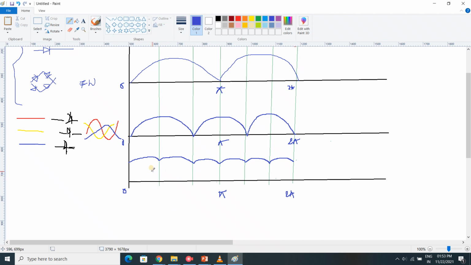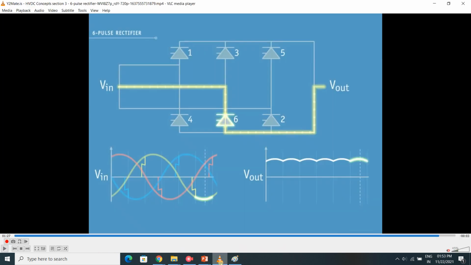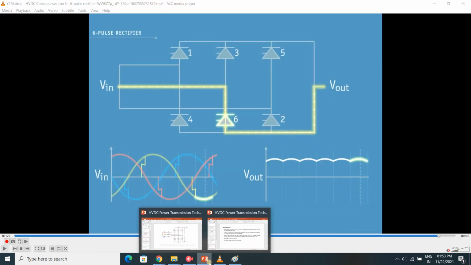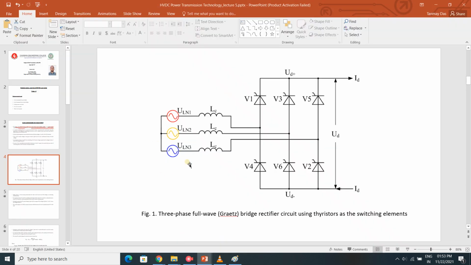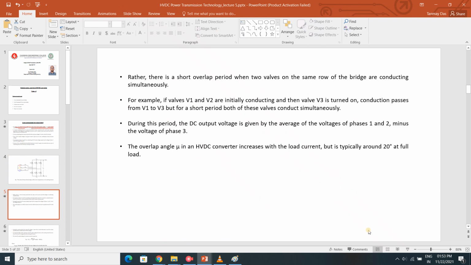So that means it is called 6 pulse because one complete cycle is divided into 6 pulses: 1, 2, 3, 4, 5, 6. As I've shown in this particular video. Okay, and this is the setup.